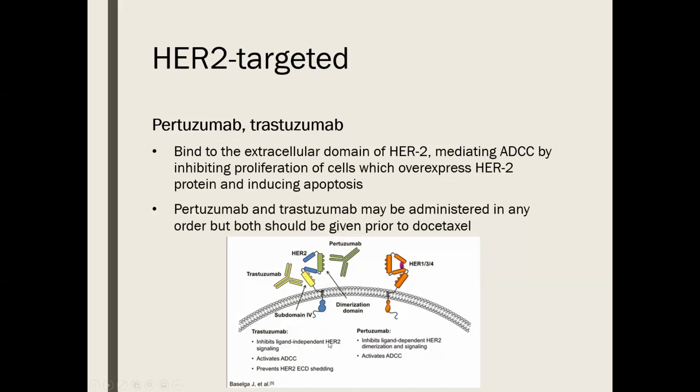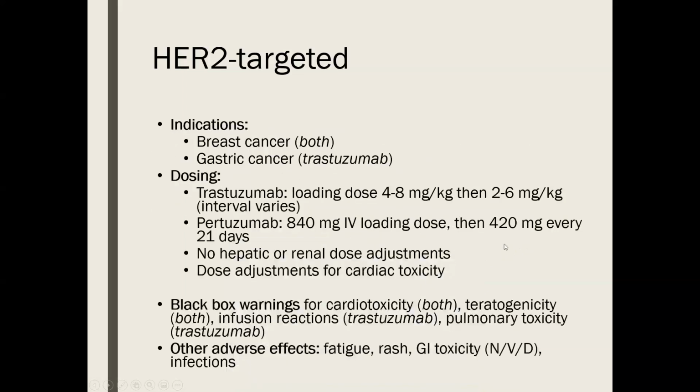And then these are, as you can see within the structures, they target, again, different areas of the HER2 domain, showing that they have different functions or at least different binding affinities and structures. Pertuzumab and trastuzumab may be administered in any order between the two products, as our treatment plan specifies, but they should be given prior to your cytotoxic docetaxel.